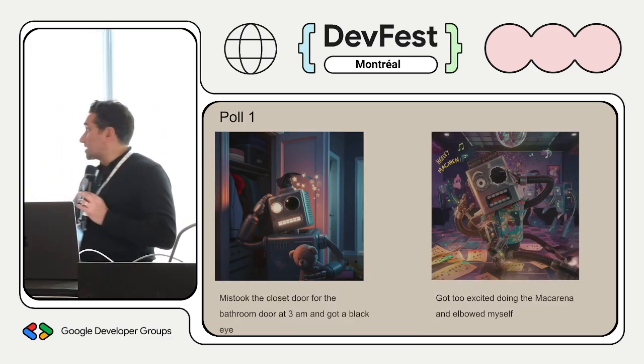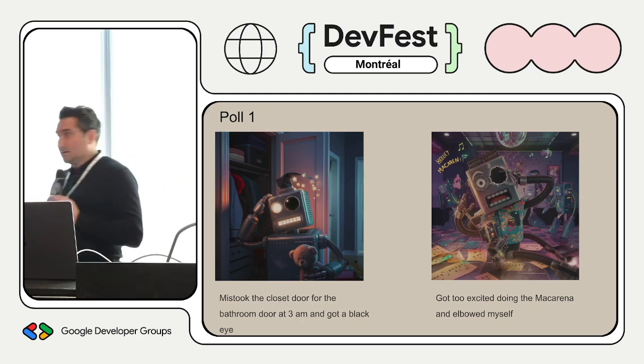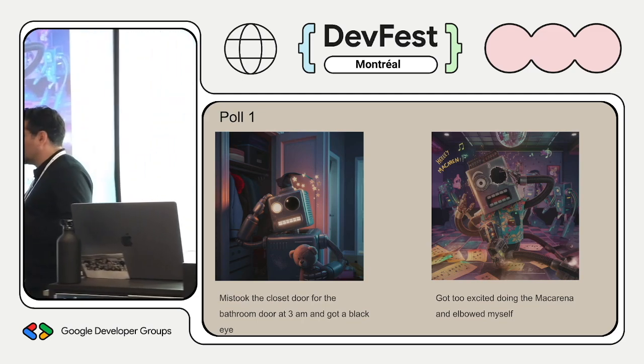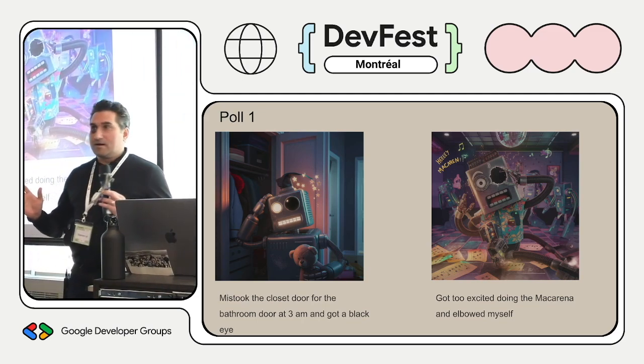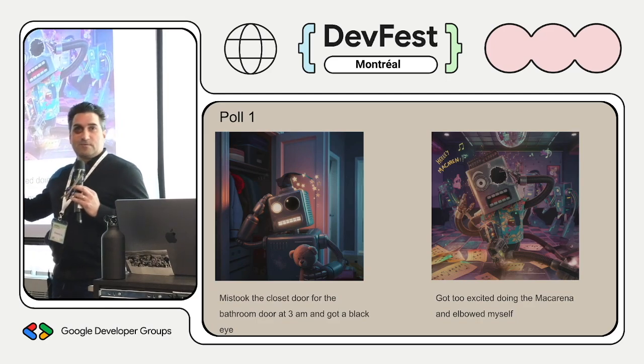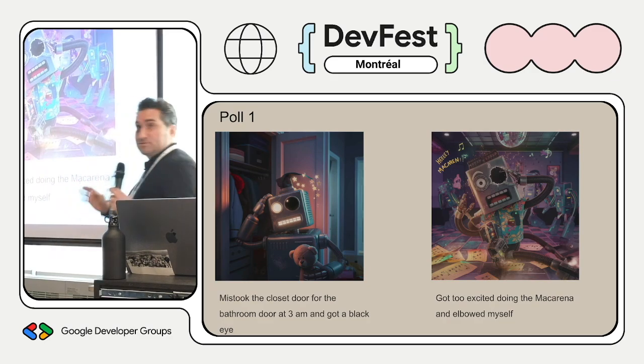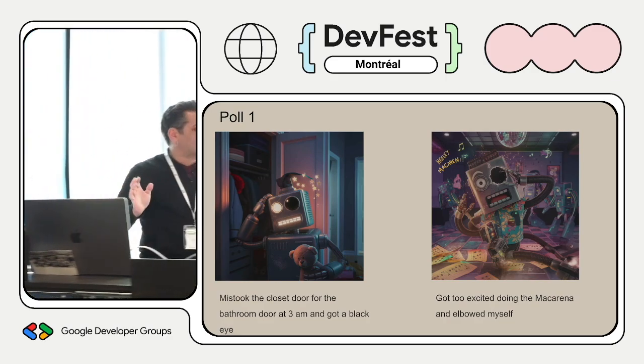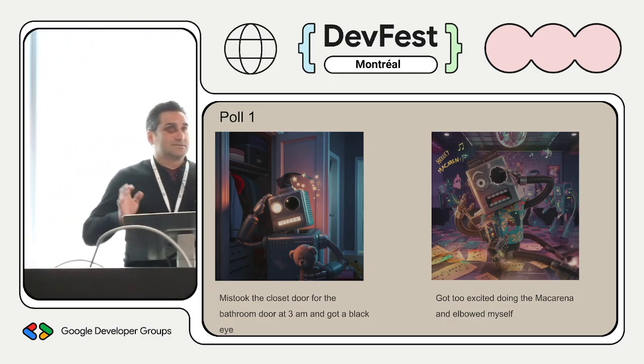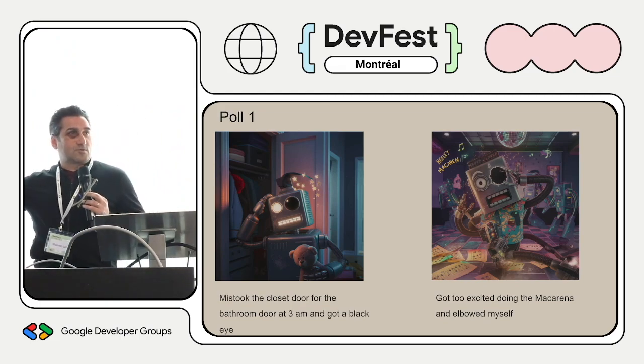All right, I'm going to try to add a little bit of humor and milk this black eye. So I've got two options here. I just want a show of hands for how I got this beautiful black eye. Option number one, I woke up late one night at 3 o'clock in the morning and hit my door going to the bathroom, or option number two, I was trying to do the Macarena and elbowed myself in the face. So just a show of hands for option number one or option number two.